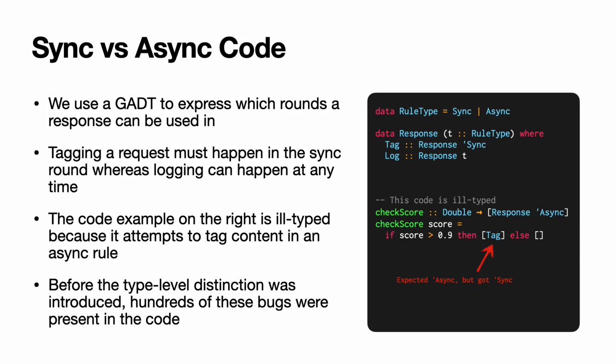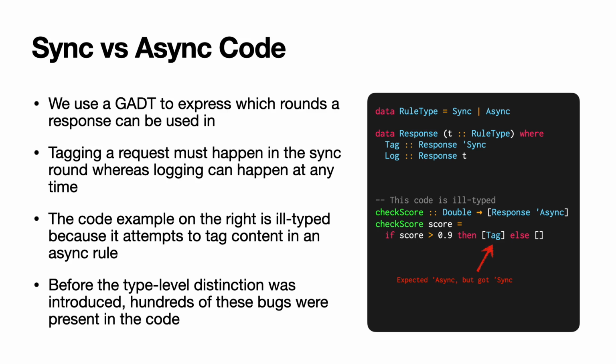The key invariant that we want to uphold in Sigma rules is that synchronous actions cannot be returned in asynchronous rules, because the request that they're trying to modify has already completed. In order to achieve this, we model the Sigma response type as a GADT, where the tag constructor is limited to only be synchronous, but the log constructor can occur in any round. Using this scheme, the code on the right is ill-typed, because it's attempting to return tag in a rule that should be async.